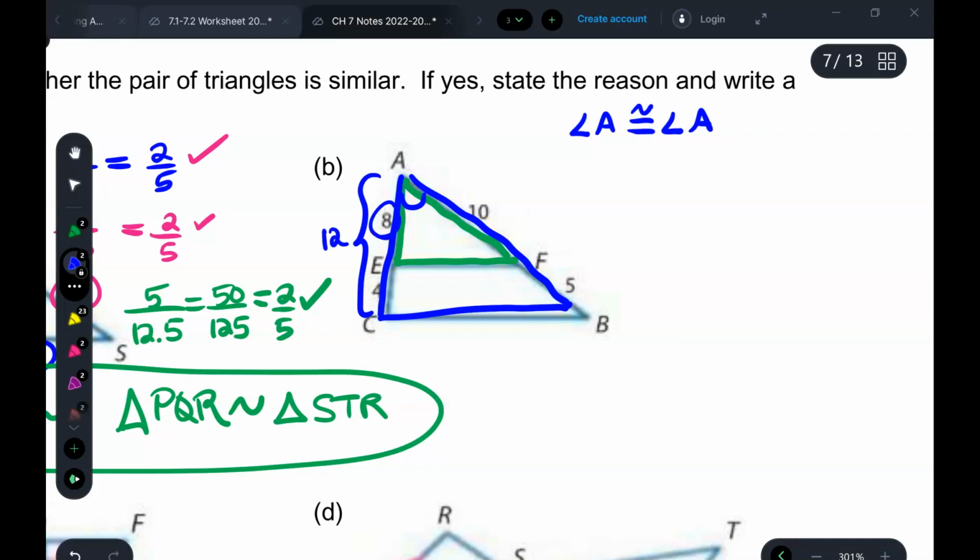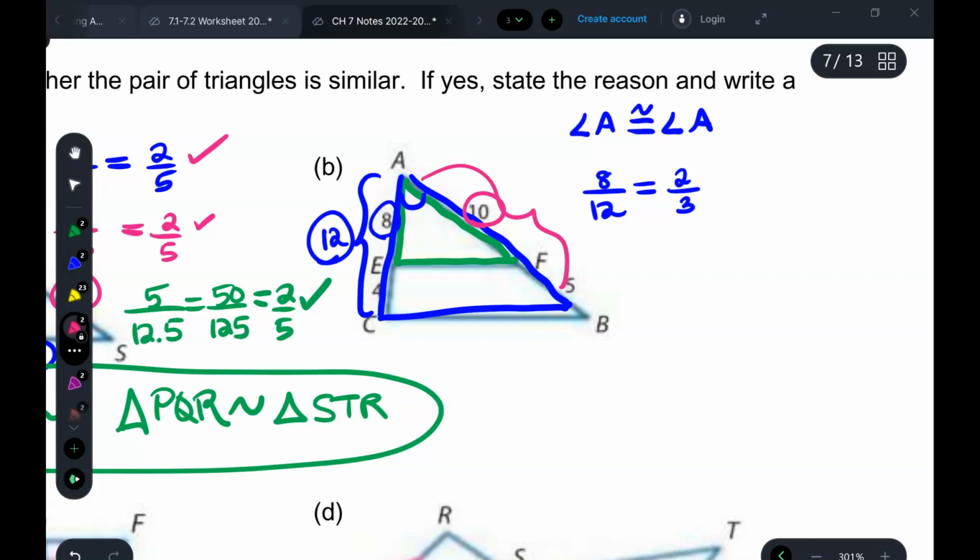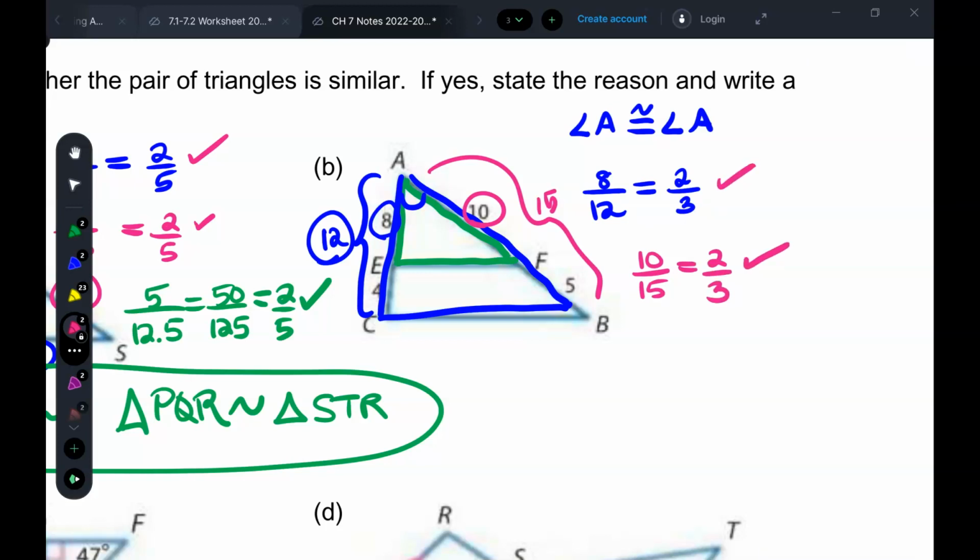8 compared to the whole side, so 8 over 12. And that will reduce to 2/3. And we're going to compare 10 to this whole side, which is 15. Thirds. What if I did it the opposite way, like 12 over 8? Oh, that's fine. Also gives us 2/3. So we had two sides and the included angle. Okay, so we're going to say yes.